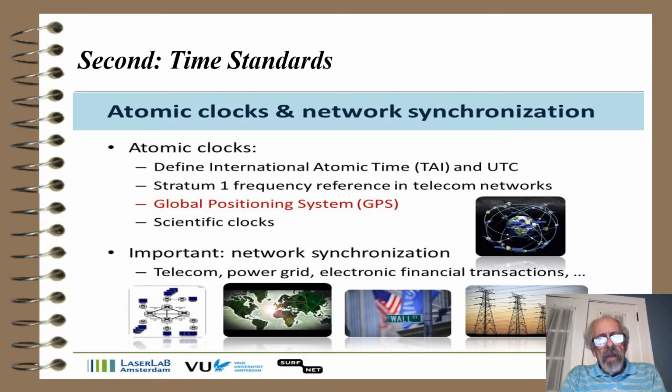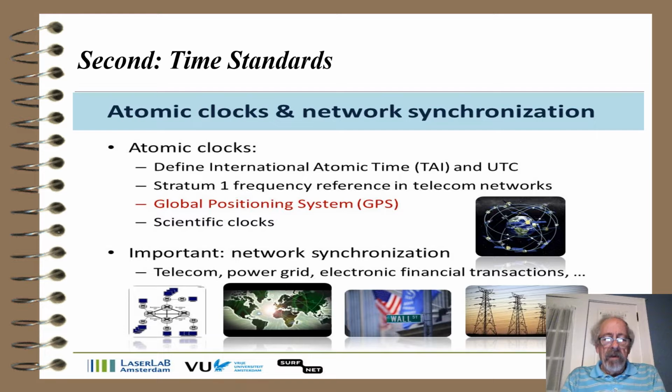So we have some time standards. We have atomic clocks and network synchronization. So atomic clocks are used to define the International Atomic Time. There's a stratum 1 frequency reference in telecom networks for synchronization. We use atomic clocks for global positioning systems, or GPS. You see the little diagram there shows the Earth showing a bunch of satellite, constellation satellites for GPS. And we use scientific clocks also. So network synchronization is extremely important for telecom, the power grid, electronic financial transactions, and so forth.